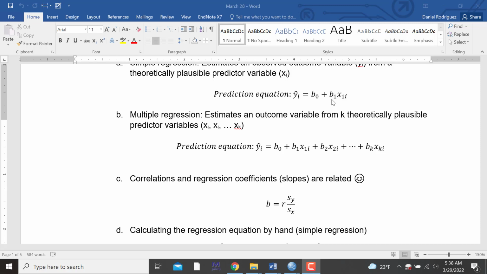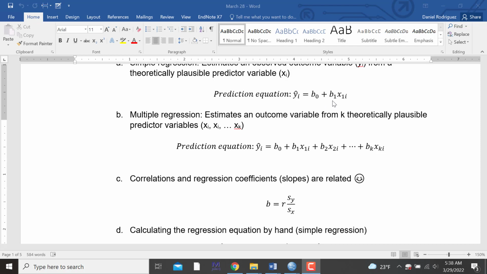Slope, if you remember from early math, is rise over run, right? So what happens in the y-axis for one unit change in the x-axis. The b1 here is the slope that relates this predictor variable x1 to the outcome variable. You notice that x1 is a specific predictor, and I labeled it 1 because there's only one, meaning there could be more than one, and the i means it's an individual. So each individual has a score on the x variable and a score on the y variable.